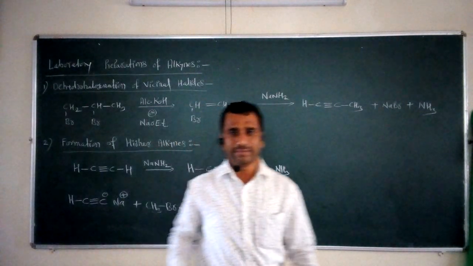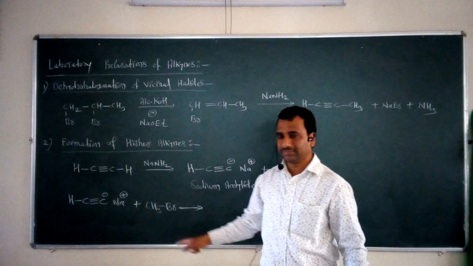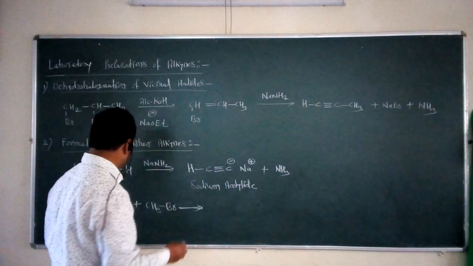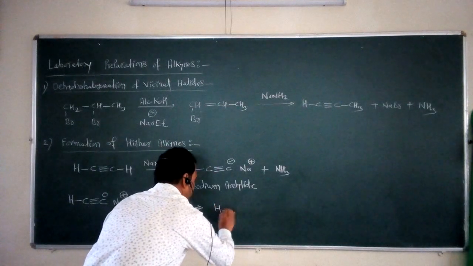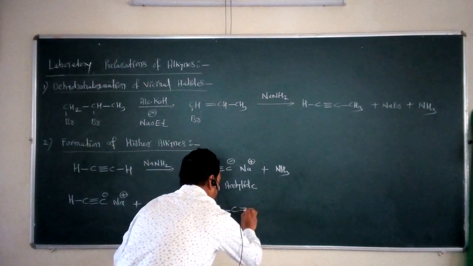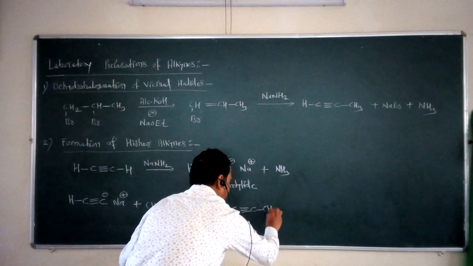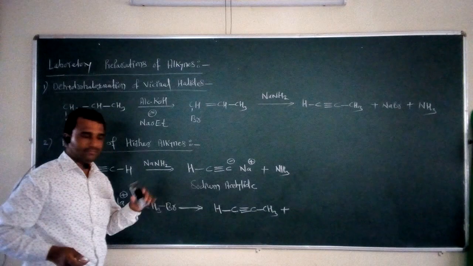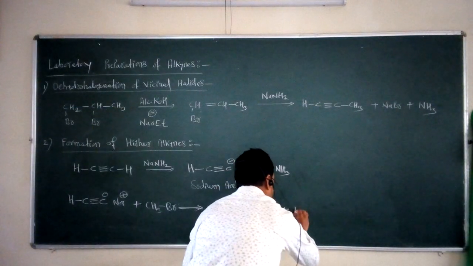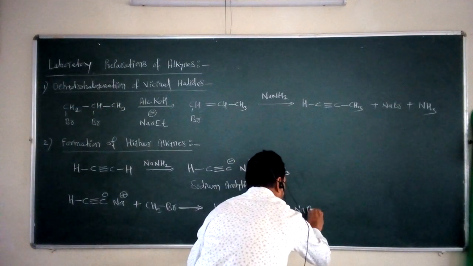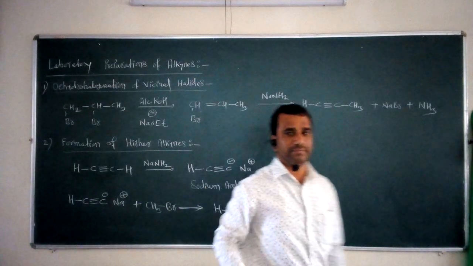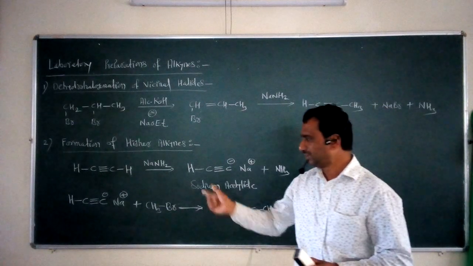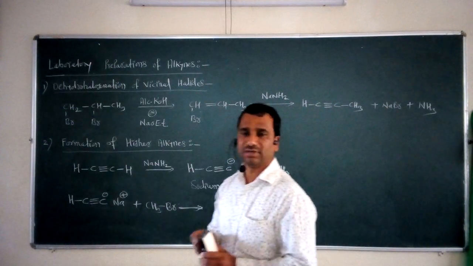This sodium acetylide reacts with the methyl bromide, and higher alkynes are formed. We get H single bond C triple bond C single bond CH3, plus the byproduct sodium bromide. So this is a very simple method for the formation of higher alkynes from lower alkynes, that is, from acetylene. What do we have to do in this method?